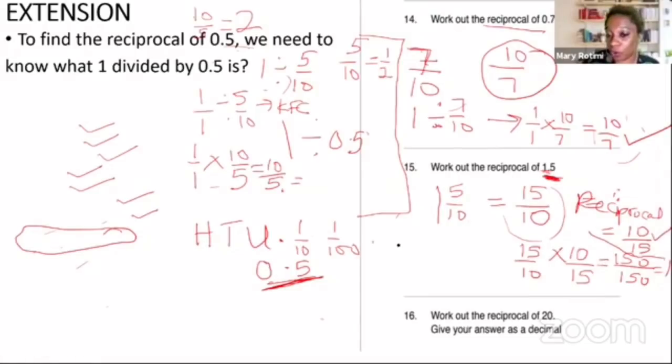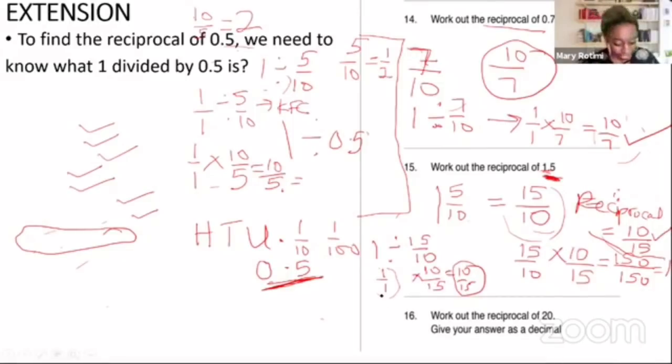Or you just do your 1 divided by 15 over 10. Because this is 15 over 10, remember, we just done it. So if you do 1 divided by that, you use your KFC when you're dividing. You keep the first fraction. This is a fraction, which is the same thing as 1 whole. And then you flip the second one. And then you change the divide to times. And then you get 10 over 15, which is exactly the same thing as the reciprocal we got before. So you could do it that way, guys, okay?